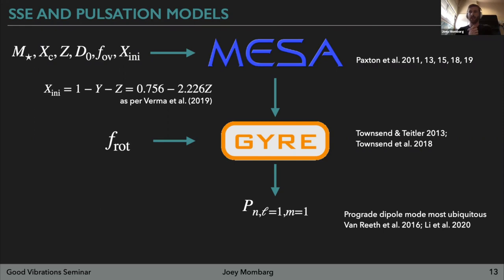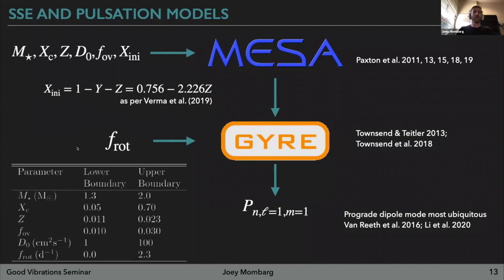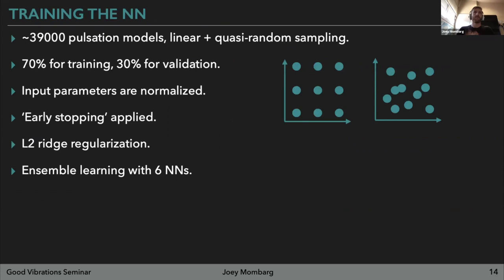Okay, so for the mass, I'm just covering the entire gamma Doradus range as well as the age. For the metallicity, I'm using a range that is typical to the gamma Doradus sample that I'm studying. The range of the mixing values I've taken from typical values in the literature, and the rotation rate as well from what we see in the distribution of the whole sample of gamma Doradus stars. All right, so this leaves me with about 39,000 pulsation models for the neural network to train on.